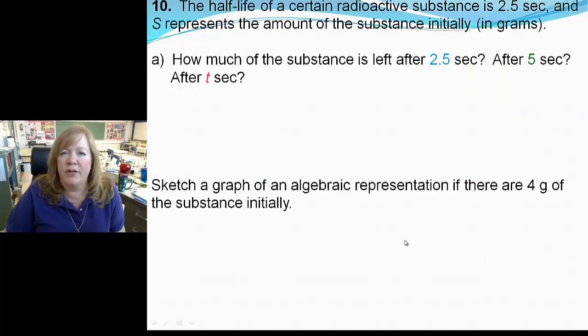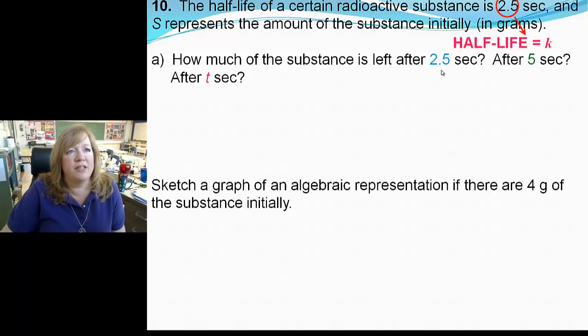All right, now we're going into radioactive substances and half-life. The half-life of a certain radioactive substance is 2.5 seconds, and S represents the amount of the substance initially. How much of the substance is left after 2.5 seconds? Well, that's easy, half of it. After 5 seconds, half of a half, and so on. So that's our half-life, 2.5 seconds, and that would represent k in our formula.